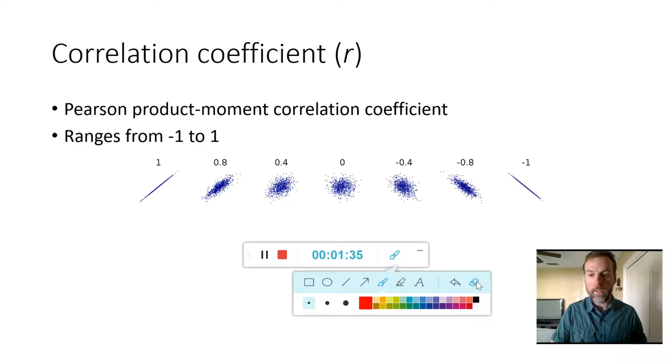Then what you can see is as your data become more cloud-like, if it is a perfect cloud, then you are going to have a correlation coefficient of 0. There is no linear relationship between these two variables. And what we get more often in research is something in the middle. So the one we just looked at, it was close to -0.8.